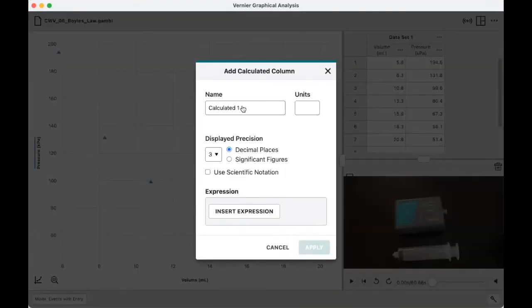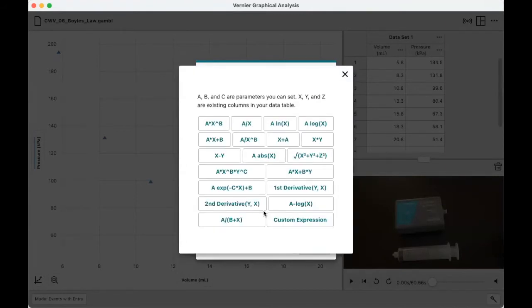In this case, it asks me, what do I want to name it? And I'm going to say that it's 1 over volume. And the units will be 1 over milliliters. So that just gives me the column name and units. And then it says insert expression. And so here is a list of various equations that are available.